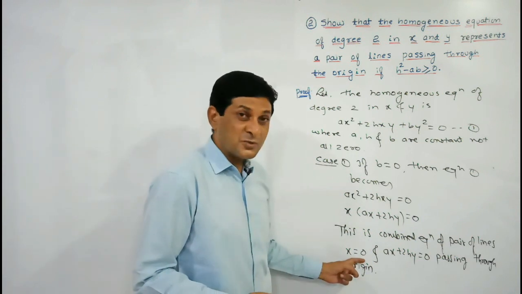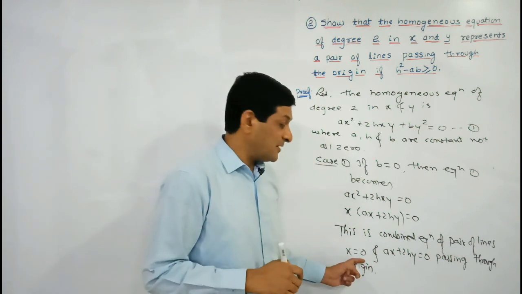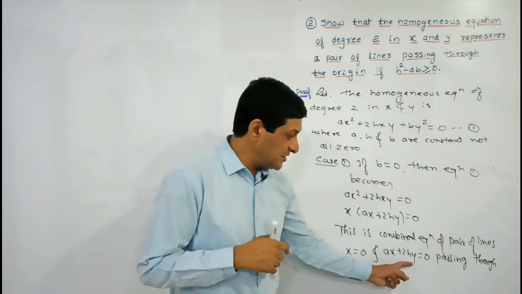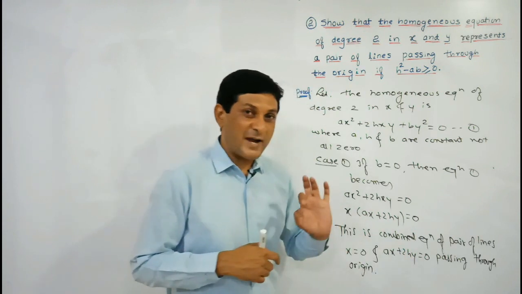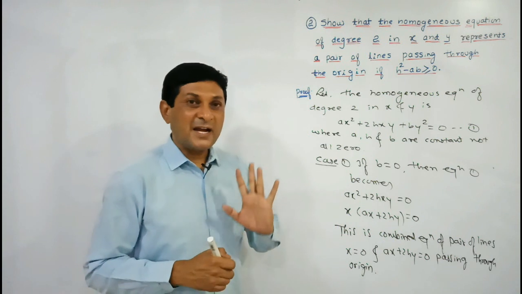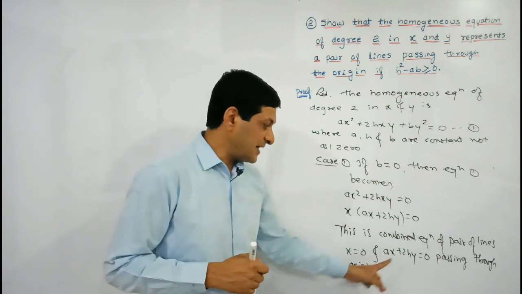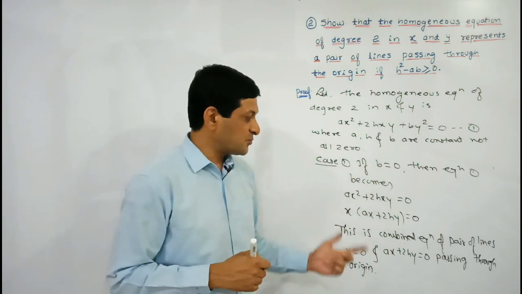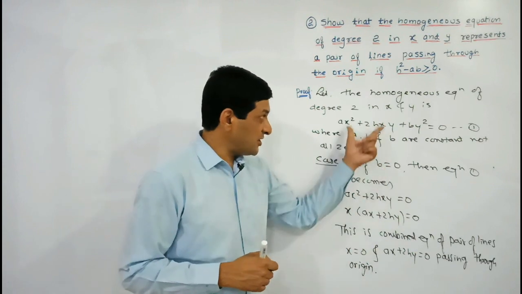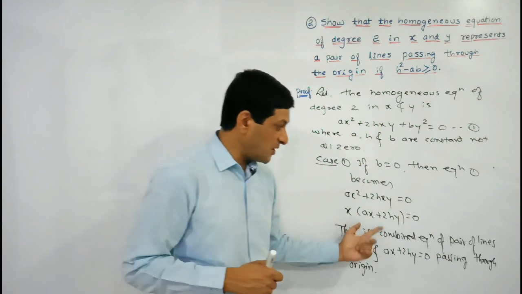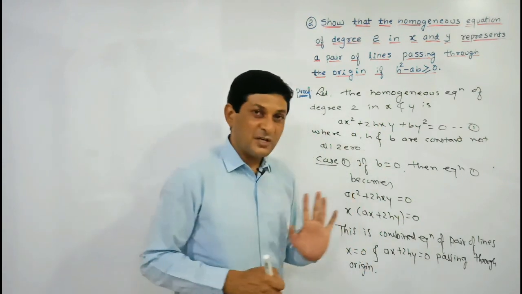So x is equal to 0 means what? The y-axis, and the y-axis passes through the origin. In this equation the term of x is there, the term of y is there, means the constant term is absent, and if the constant term is absent we can say that the line passes through the origin. So in the first case we have proved that this equation represents a pair of lines passing through the origin.